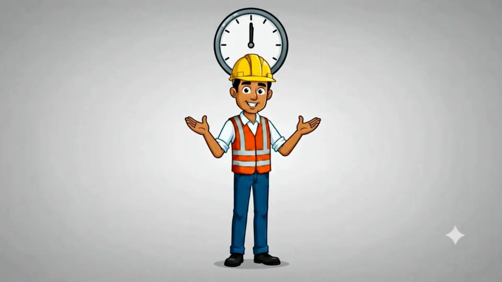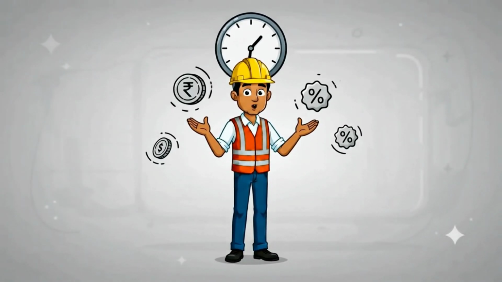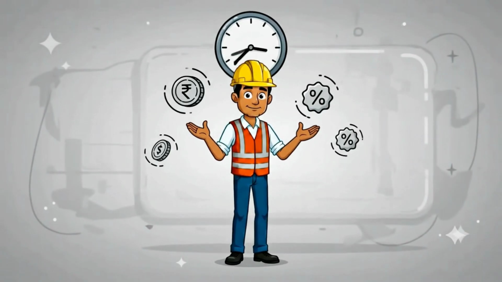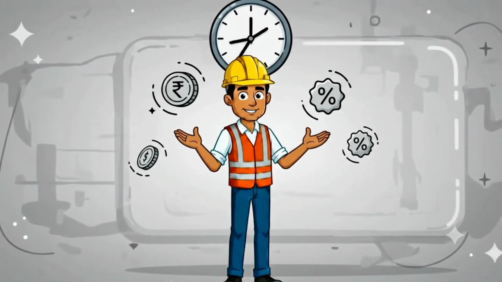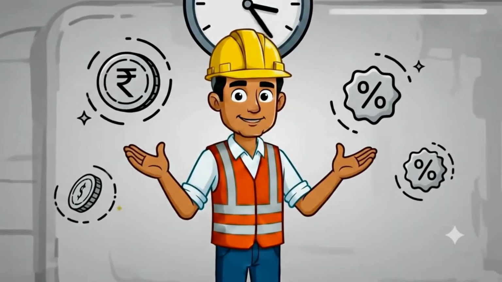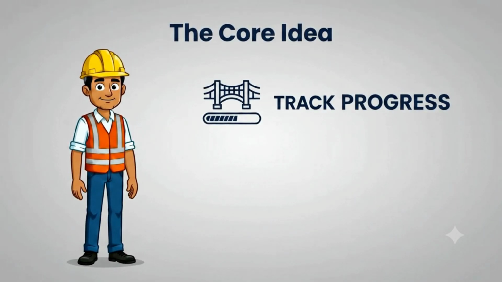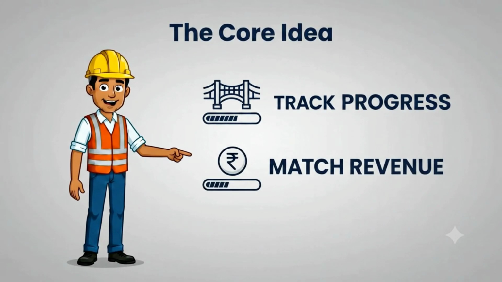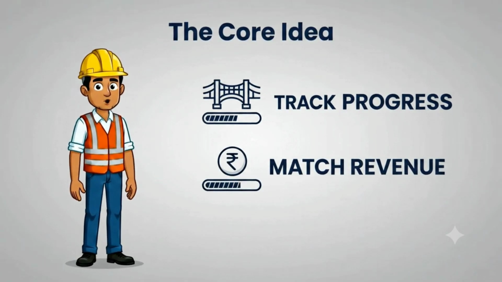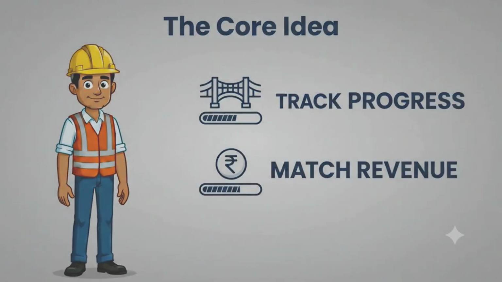Remember our very first question? When do we actually book profit on a multi-year contract? Today, we finally answer it, with the percentage of completion method. The idea is simple. Instead of waiting till the end, we track how much work is done and recognize revenue in proportion to that progress, matched with the costs incurred.